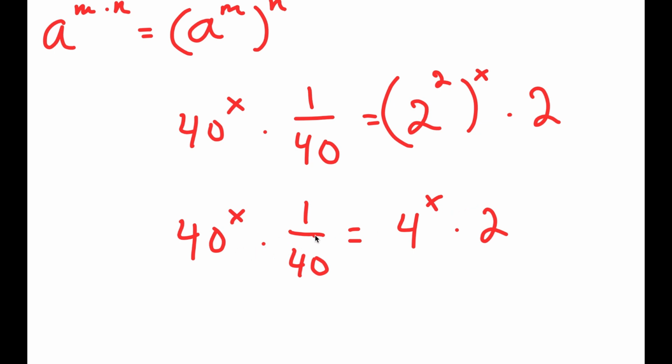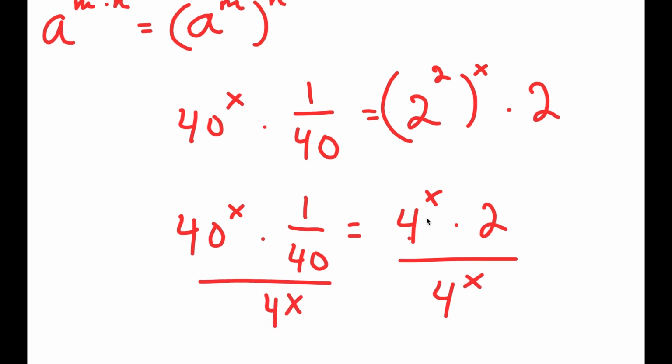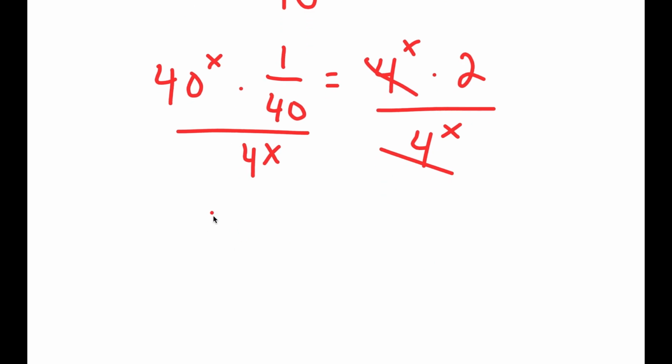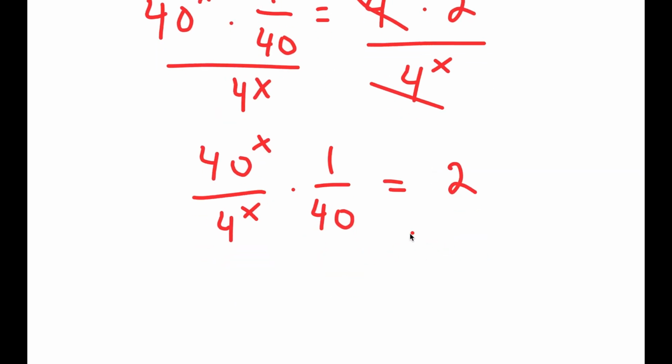Now, 40 to the power of x times 1 over 40 equals 4 to the power of x times 2. What I'm going to do is divide both sides by 4 to the power of x. So these two cancel out, and I get 40 to the power of x over 4 to the power of x times 1 over 40 is equal to 2. And now we want to get rid of this 1 over 40, so I'm going to multiply both sides by 40.